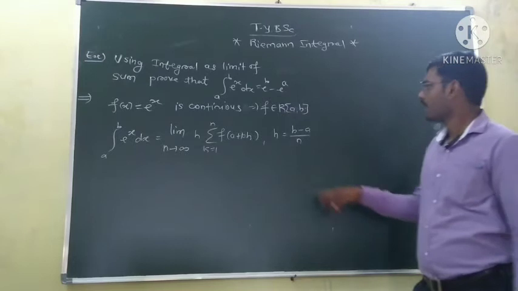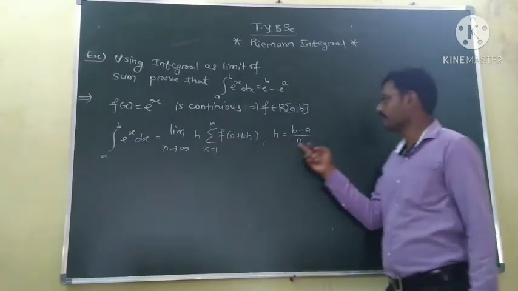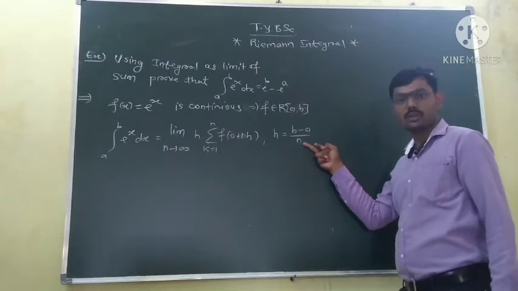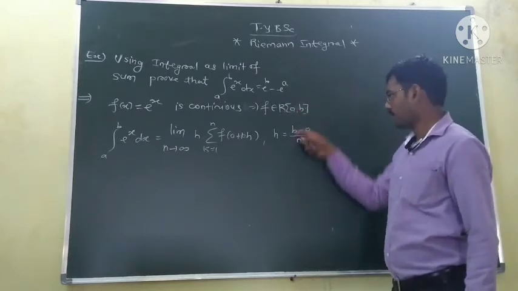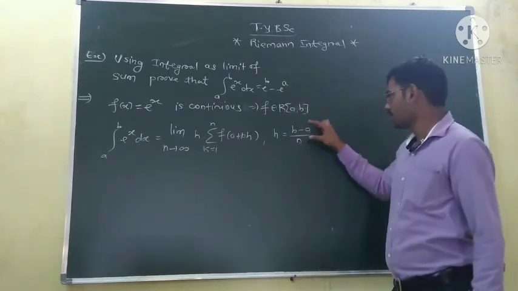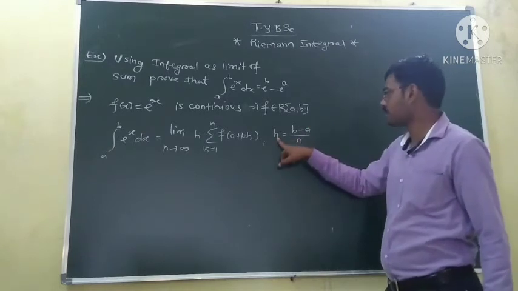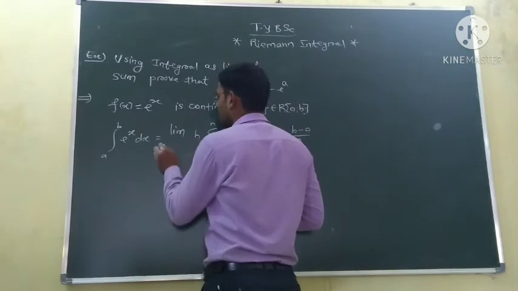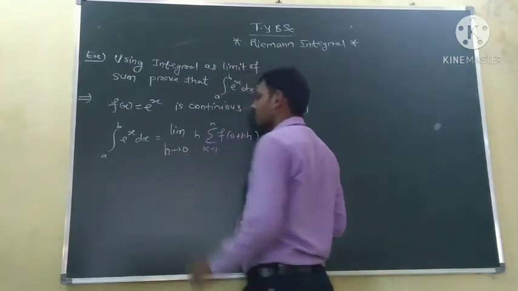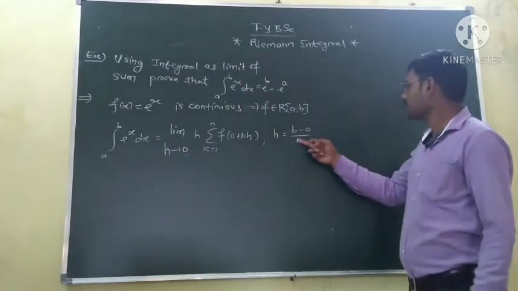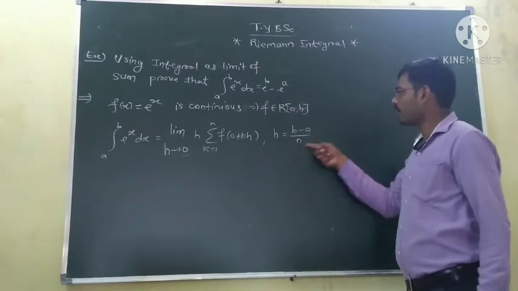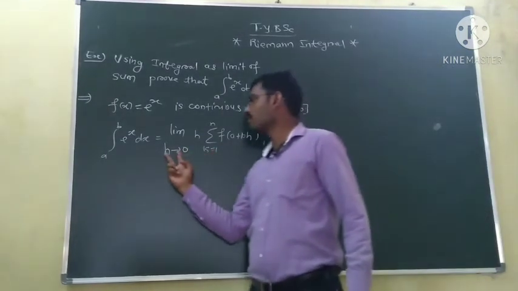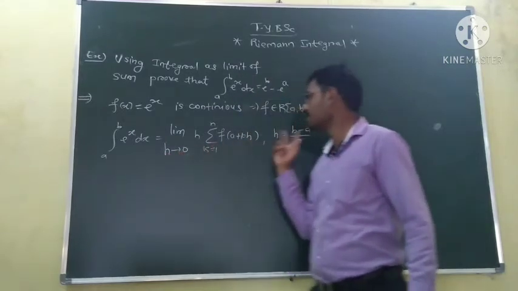But now see, as n tends to infinity, b minus a upon n will tend to 0 because b minus a is constant, and our n is tending to infinity, so the value is going to 0, that is h tends to 0. So instead of writing n tends to infinity, we can write h tends to 0, because n tends to infinity means this value goes to 0, that is h tends to 0. So n tends to infinity is same as h tends to 0 in this case.